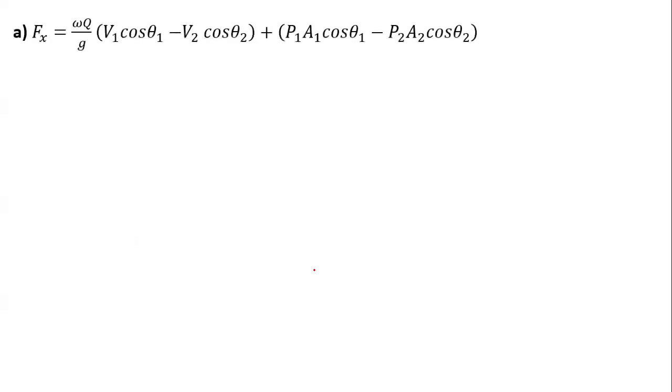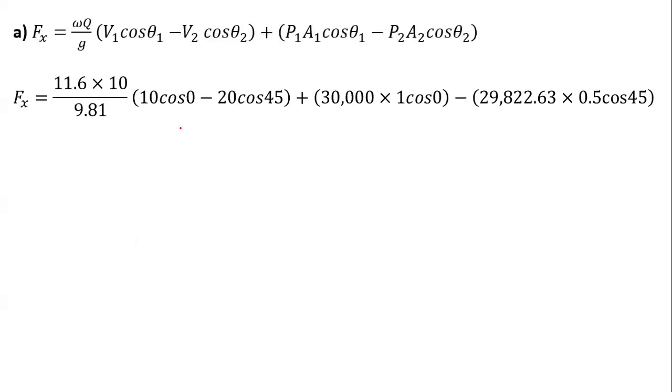So now we have all the tools we need. Let's find the component for the x-axis, the horizontal component. Using the same formula, we said specific weight times discharge over acceleration due to gravity. Inside the brackets, you have V1 cos theta 1 minus V2 cos theta 2 plus P1 A1 cos theta 1 minus P2 A2 cos theta 2. This is what I have for the x component.